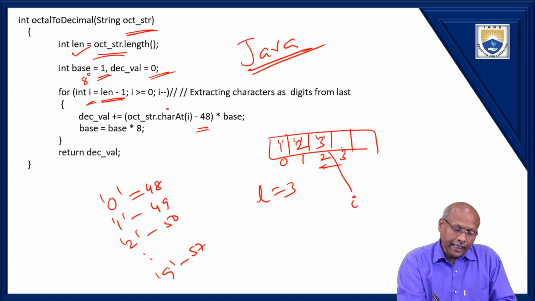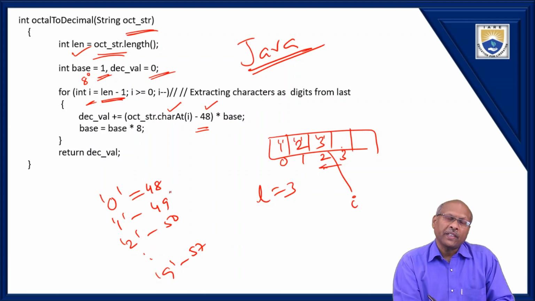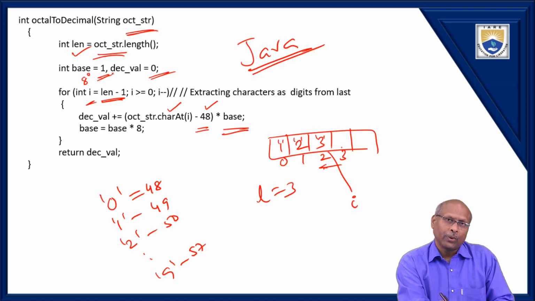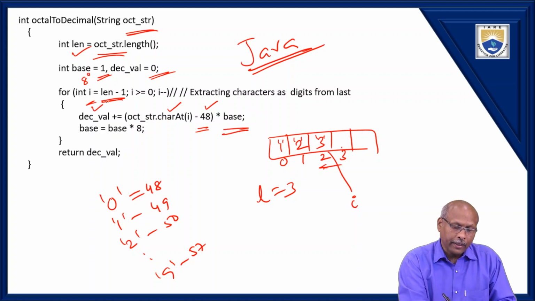So that's why we take the character at the ith place and subtract 48. You will get the corresponding digit. That value is multiplied by the base. The base is how much? Initially 1, which means 8 to the power 0. So multiply it and add to the decimal.